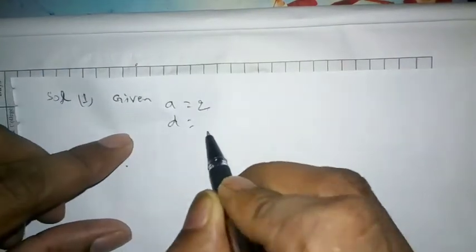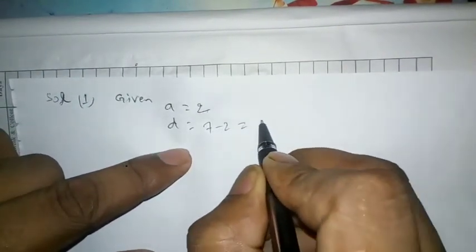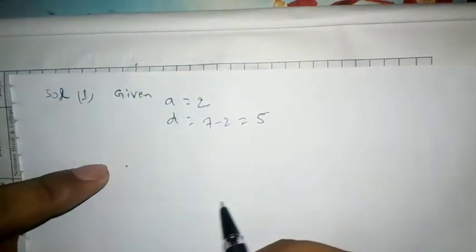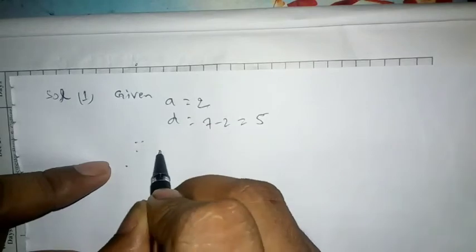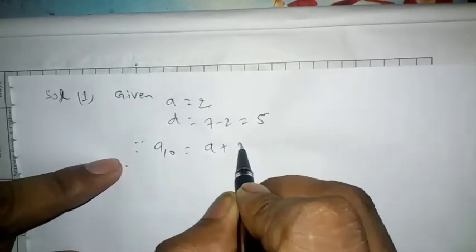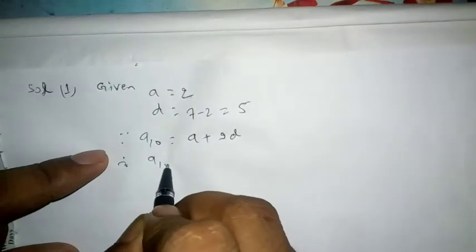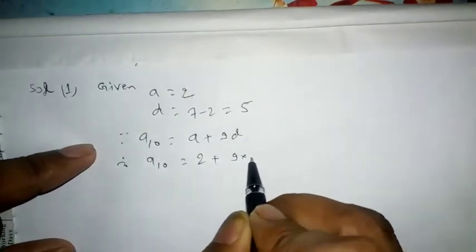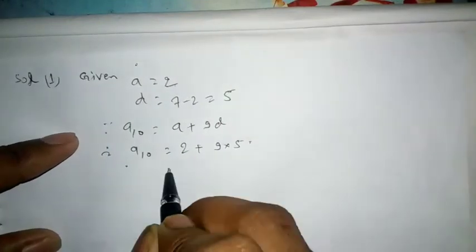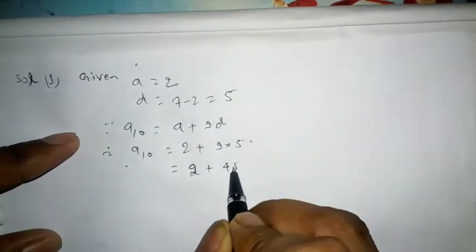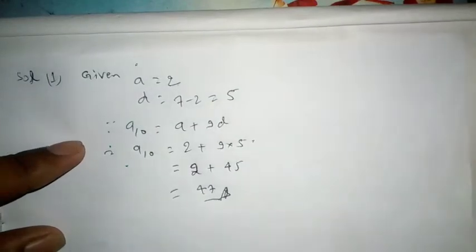Solution 1. Given A is equal to 2, D is equal to 7 minus 2 is equal to 5. Because A10 is equal to A plus 9D, therefore A10 is equal to 2 plus 9 into 5, is equal to 2 plus 45, is equal to 47. Answer.